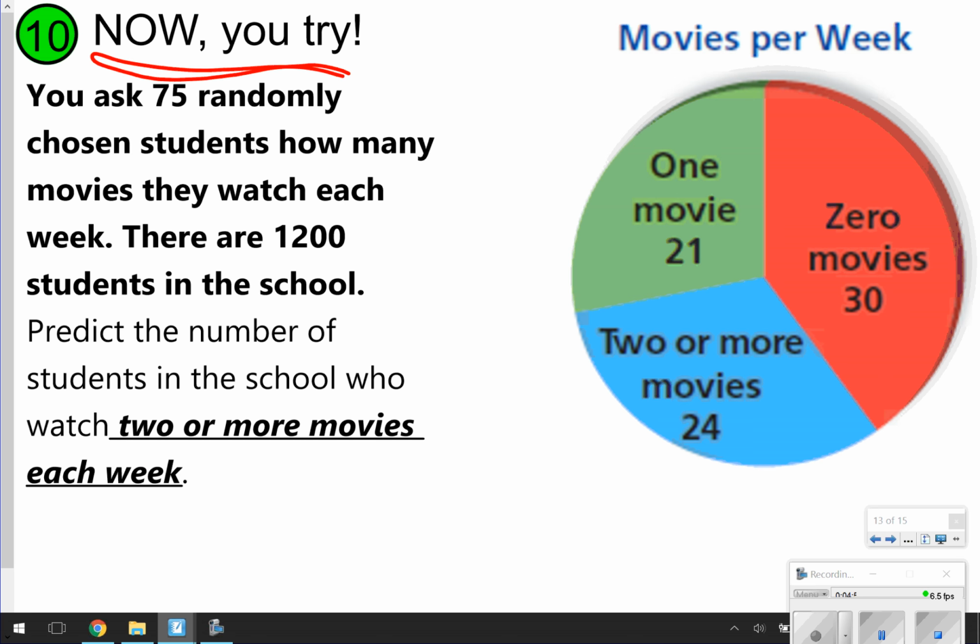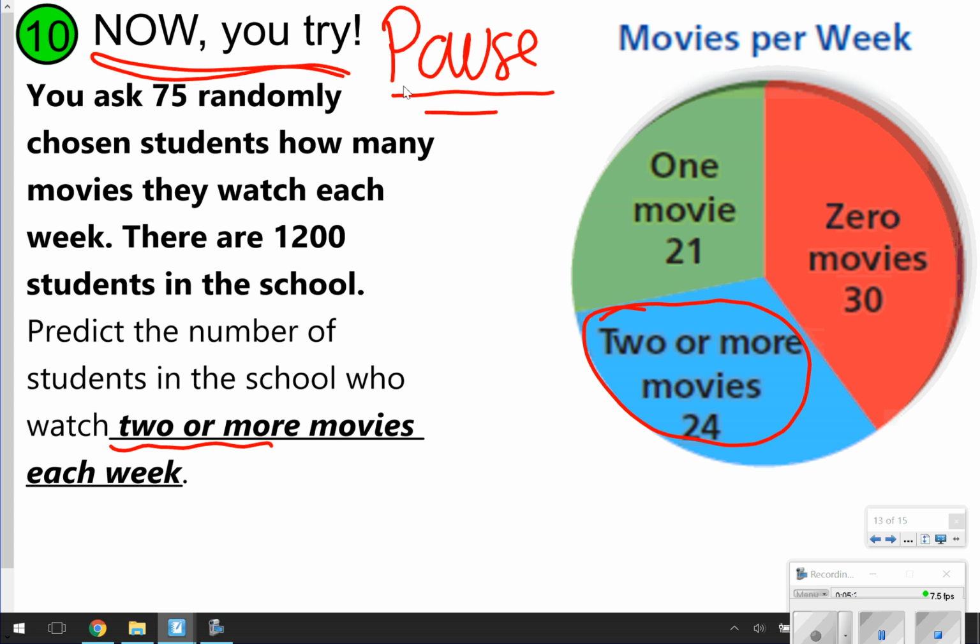But we're going to go ahead and look at this question that you will try. So now you will try this one. This is question 10, the last question in your notes today. You asked 75 randomly chosen students how many movies they watch each week. Same amount of people. There are 1,200 people still in the school. Predict the number of students in the school who watch 2 or more movies each week. So you are now working with this number right here. If you would like to use a calculator on this question, you may. Once you're done, you need to go ahead and go on to the next slide. So go ahead and just pause the video right here so you can look at the information. When you're done, go ahead and click play.